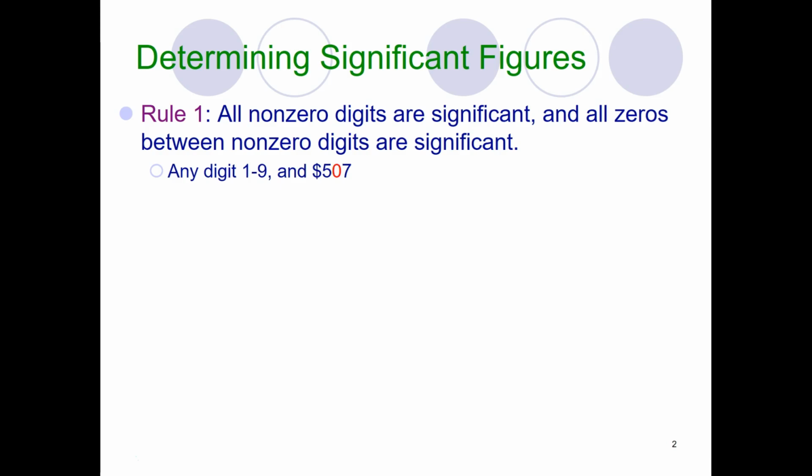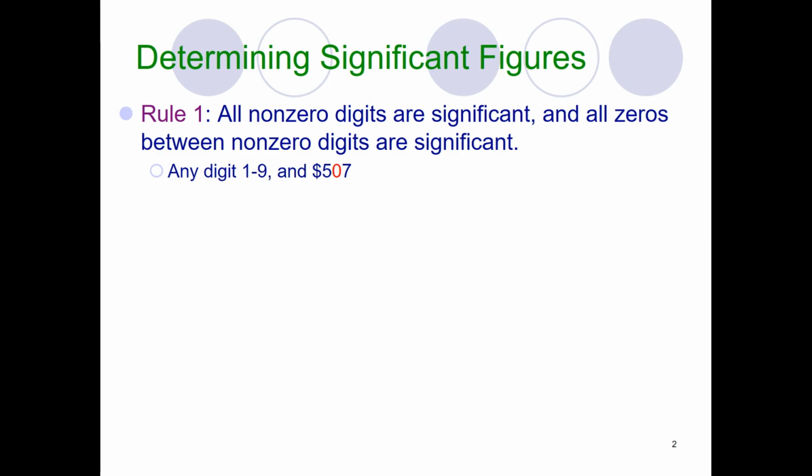So the first rule: all non-zero digits are significant, and all zeros between non-zero digits are significant. So, backing up, the point of significant figures is when someone makes a measurement, we're trying to decide which numbers that they wrote down are significant in terms of how certain you are of your measurement. So, did they write that digit down deliberately? Or is that just there as a placeholder, or what is going on?